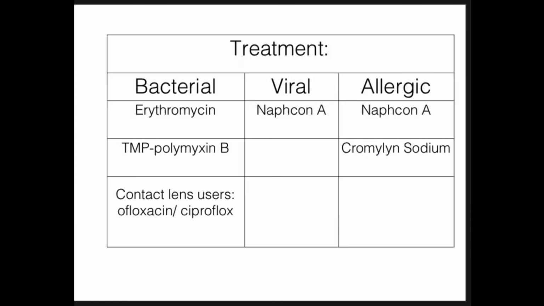So for bacterial, you do erythromycin, TMP, polymyxin B. If people are wearing contact lenses, they should not be wearing them, otherwise they can get corneal ulcers and things like that. You want to cover for pseudomonas, so ofloxacin and ciprofloxacin. For viral and allergic, it's mostly supportive. So Naphcon-A is given for viral and allergic. Naphcon-A is a combination of your antihistamines and vasoconstrictors. And then cromolyn sodium is a mast cell stabilizer that can be given for allergic.